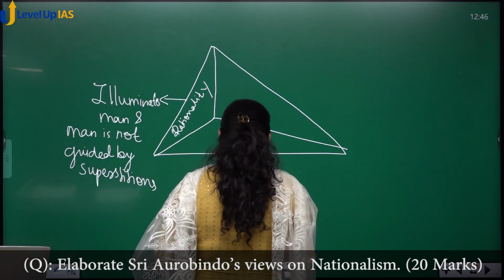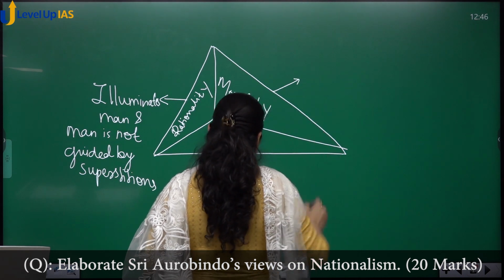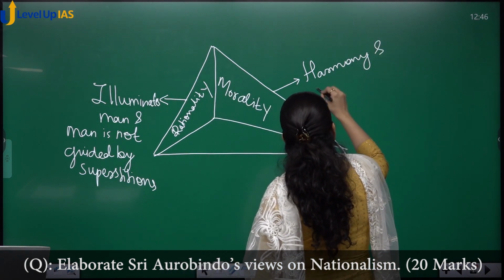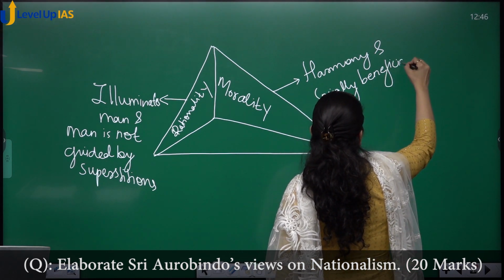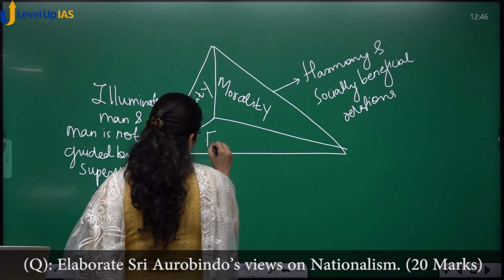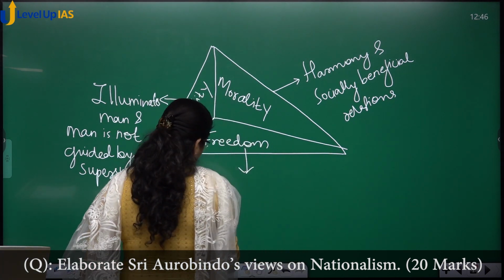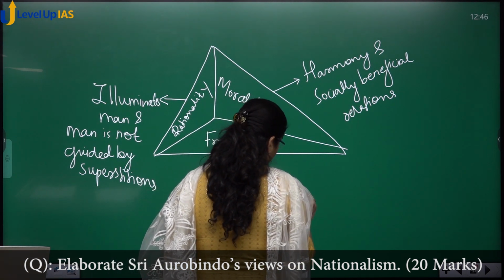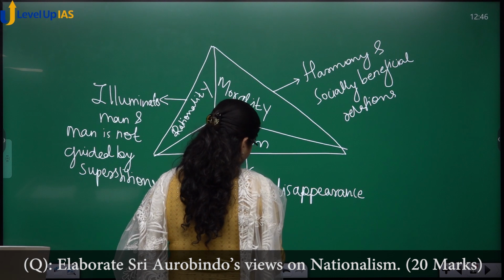Then he talks of morality. What does it lead to? It leads to harmony and socially beneficial relations. Then you talk about freedom. Why is it important? It leads to the progressive disappearance of all restrictions.